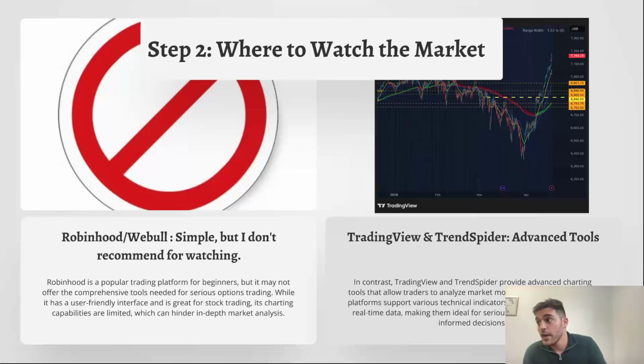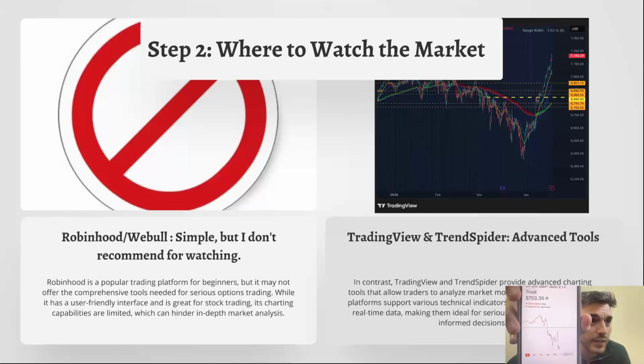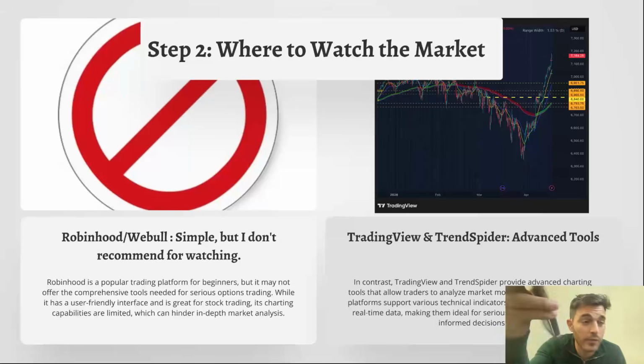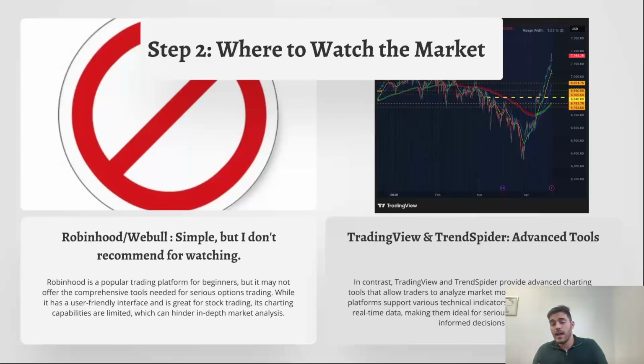Moving forward. After you have your platform, you're going to need to figure out where you're going to watch the market. First thing I see tons of people messing up on: boom, immediately, I have my Robinhood account, I'm going to start watching stocks on Robinhood. You're going to see a little line graph that you've seen many times before, that people post on Twitter and Instagram, whatever. A little line graph.